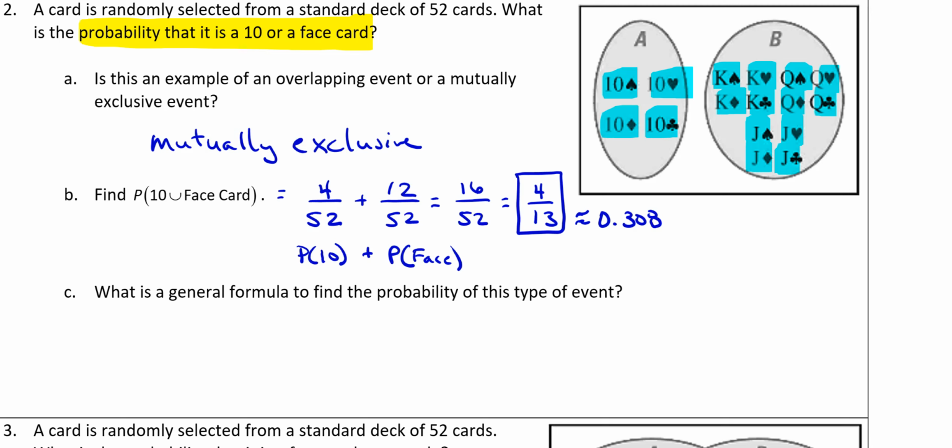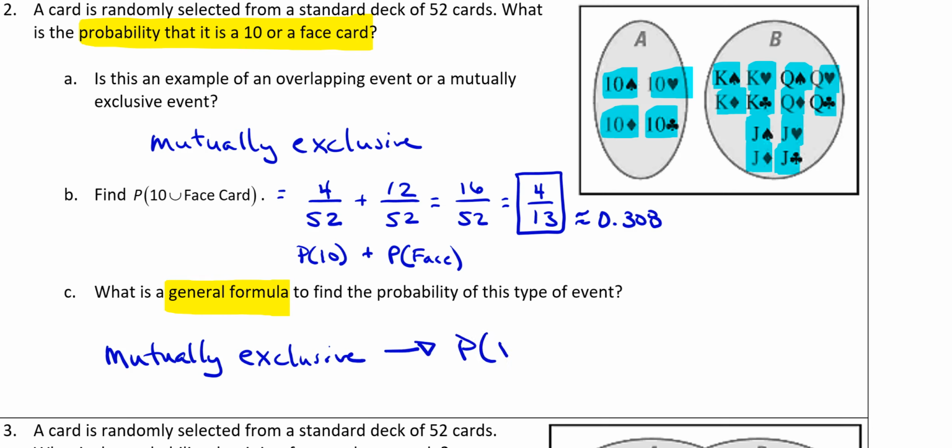Now they want us to come up with a general formula, so that we don't have to write out the sample space every time or show this Venn diagram. When we have a mutually exclusive event, we simply add the probabilities together. This formula is only for mutually exclusive events. So A or B, A union B, is P of A plus P of B. You add the two probabilities together because they have nothing overlapping, nothing in common.